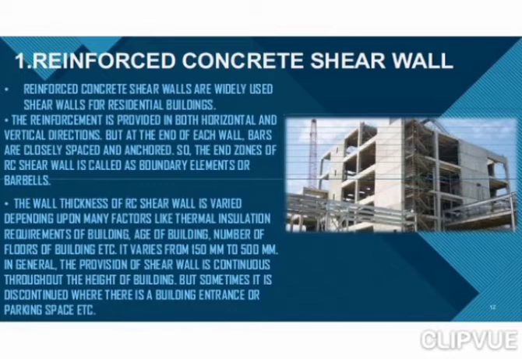The wall thickness of an RC shear wall varies depending upon many factors like thermal insulation, requirements of the building, age of the building, number of floors of the building, and so on. It varies from 150 mm to 500 mm. In general, the shear wall is continuous throughout the height of the building, but sometimes it is discontinued where there is a building entrance or parking space.